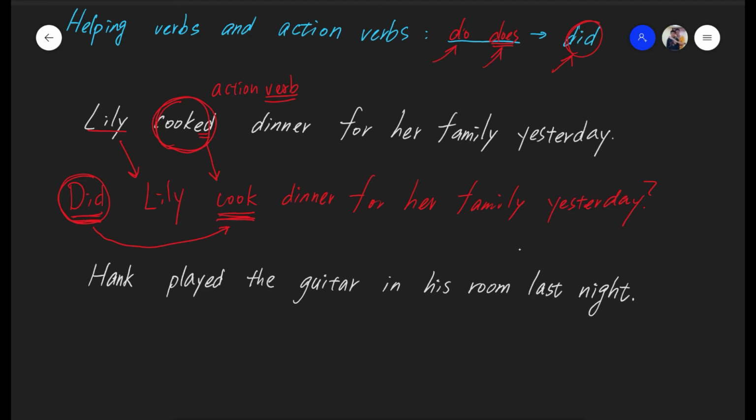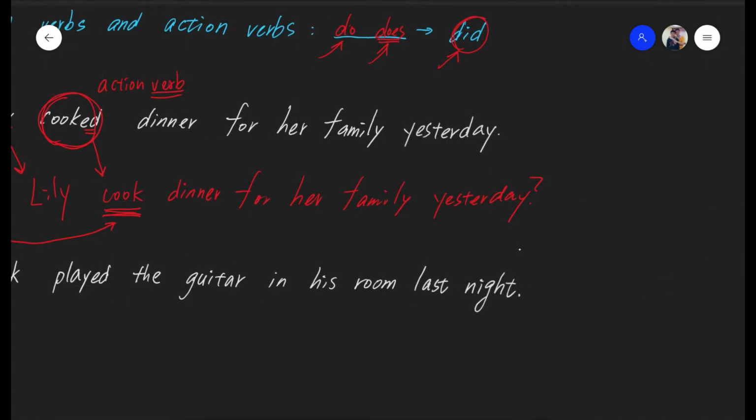To answer this, if the answer is yes, Lily is a she, so yes, she did. So now you see, when a yes/no question starts with a helping verb, you answer with a helping verb. Did Lily? Yes, she did. Did Lily? No, she didn't. Didn't is the contraction of did and not. So when you put did and not together, it turns into didn't.